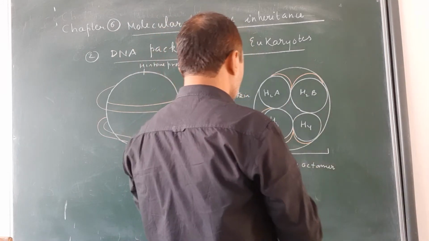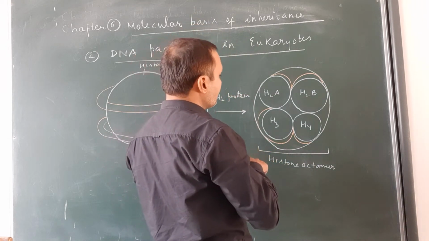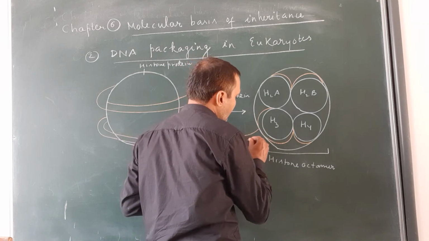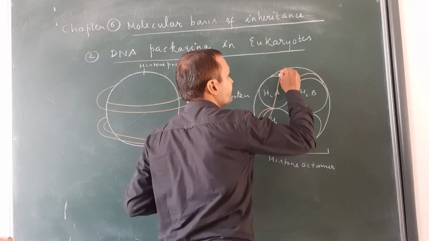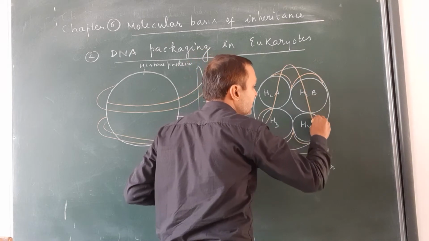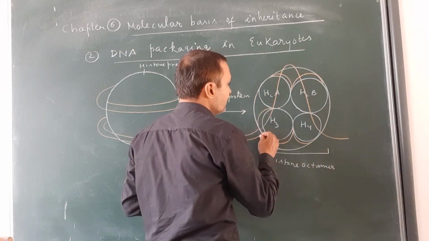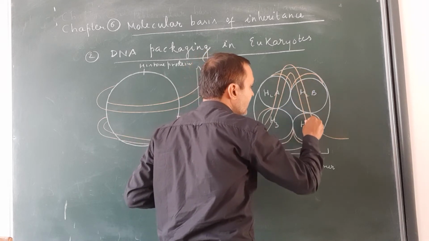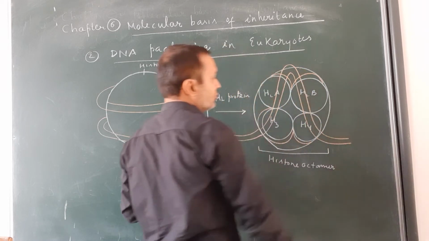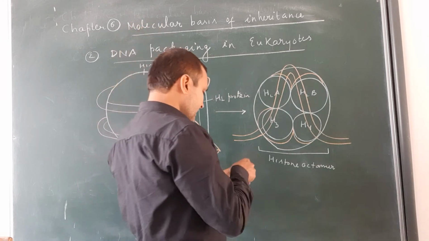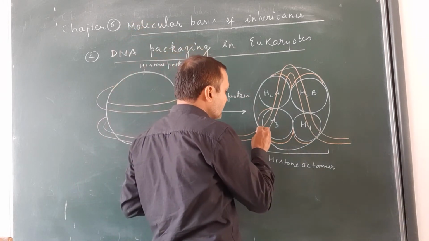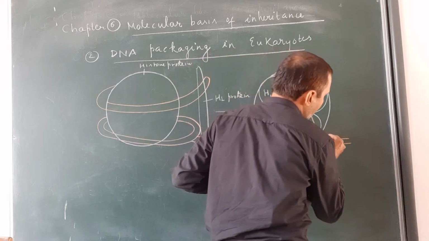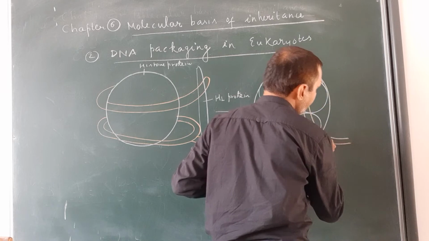Around the histone octamer, the DNA molecule is coiled, and it forms the nucleosome. Nucleosomes are the basic unit of the chromatin fiber. So this is the DNA, and there are 2 parts of DNA. One part is outside of the histone protein.